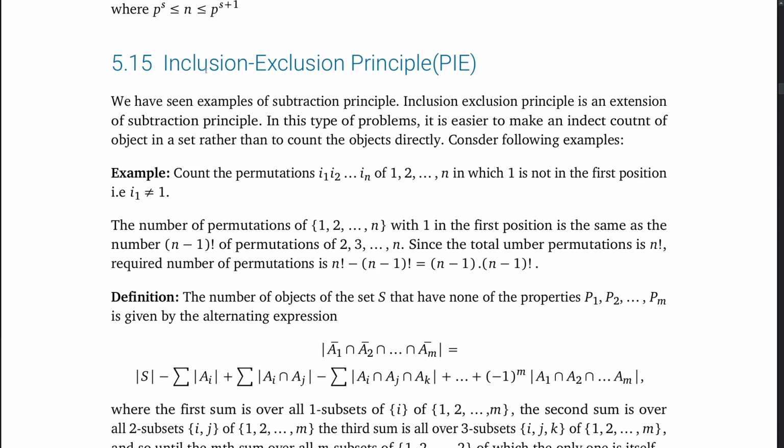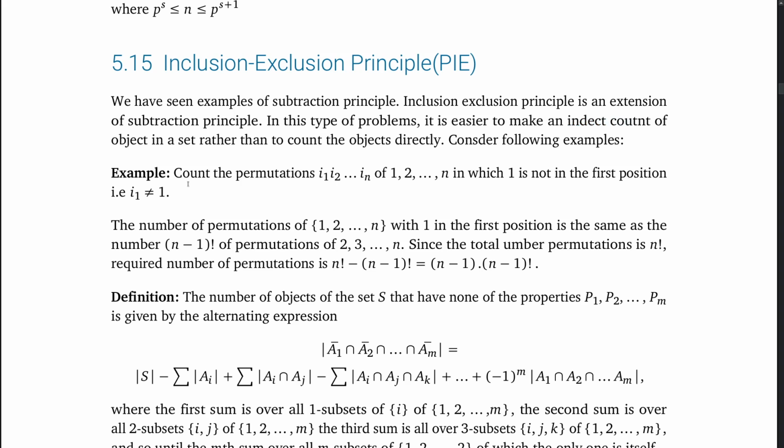So we start with the inclusion-exclusion principle, or PIE, principle of inclusion-exclusion. We have seen examples of the subtraction principle. The inclusion-exclusion principle is an extension of the subtraction principle. In this type of problem, it is easier to make an indirect count of objects in a set rather than to count the objects directly. There is a huge typing mistake here.